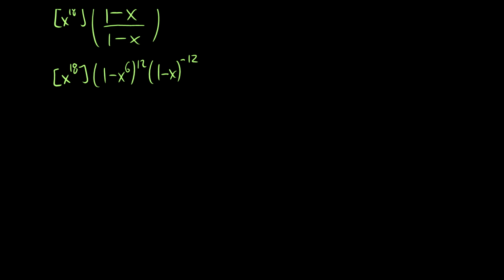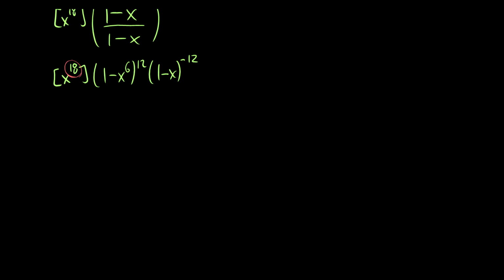But we need it to sum to 18. So these are two different binomial expansions. One is a negative 12, one is a 12. We need to choose 18 total. So what we want is all possible combinations.